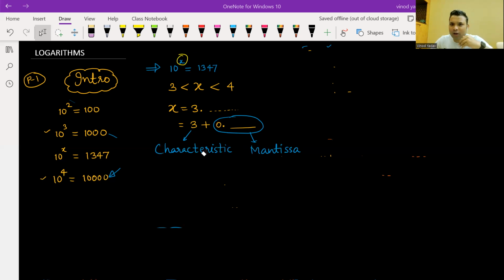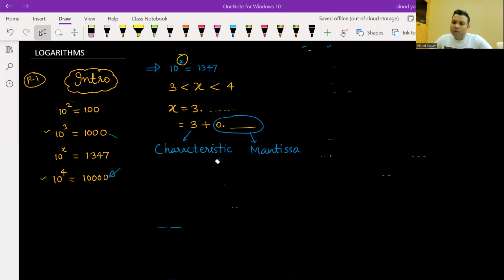Characteristic we have to find on our own and we can easily find it. Yeah, but for mantissa we need log table. Okay, so don't worry for mantissa. We need log table for that. We can find it from there. Okay, comfortable till now? All right, so this was like why we are learning this topic.